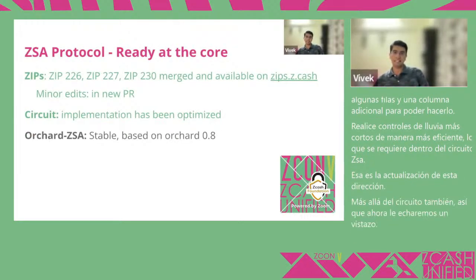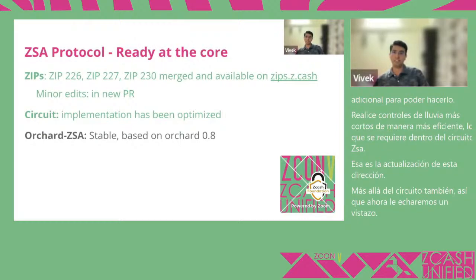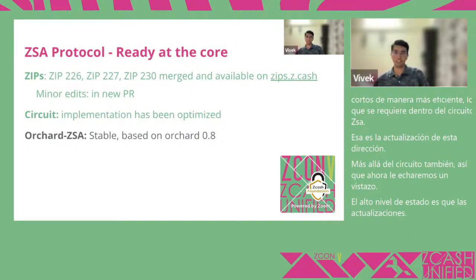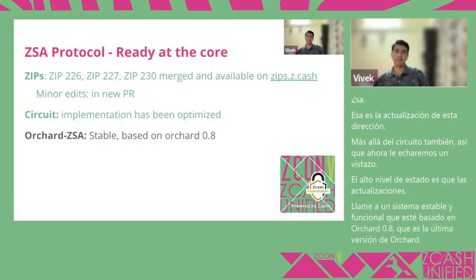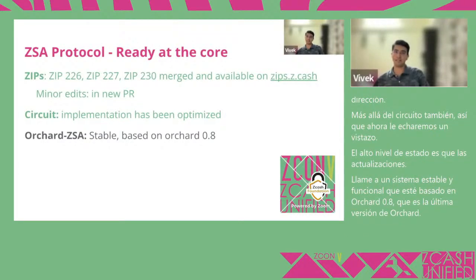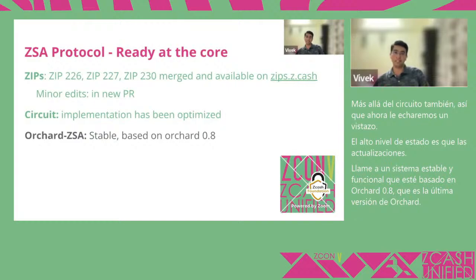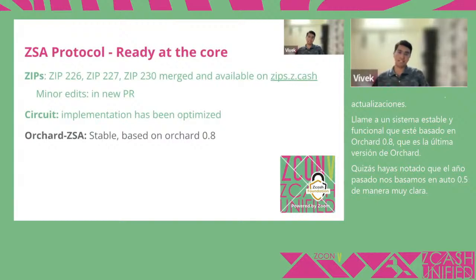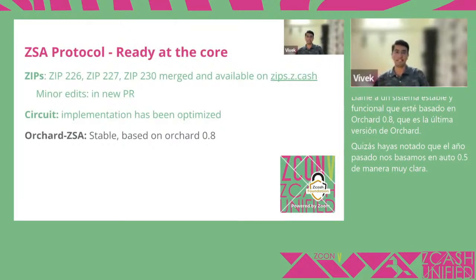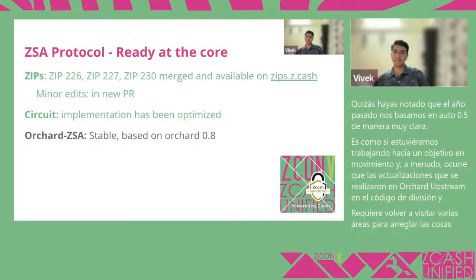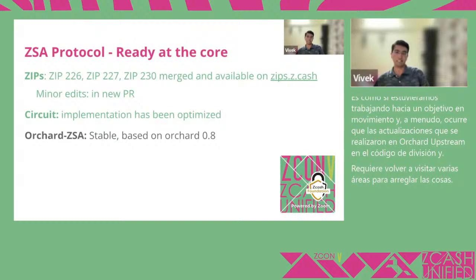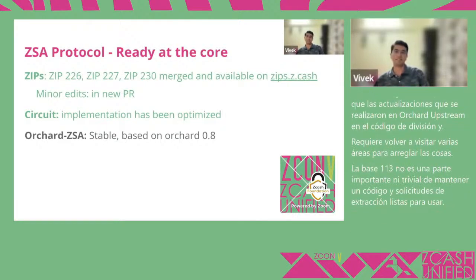At a high level, our status is that the updates that we have made to the Orchard crate to make it support the Orchard ZSA protocol are stable and working. They are based over Orchard 0.8, which is the latest version of Orchard. You might notice that last year we were based on Orchard 0.5. So clearly, we are working towards a moving target, and it's often the case that the updates that were made to Orchard upstream end up breaking our code and require revisits to multiple areas to fix things. However, this rebasing is an important and non-trivial part of keeping our code and pull requests ready for merging whenever the maintainers begin that process, which is why we are keen on staying on top of this.